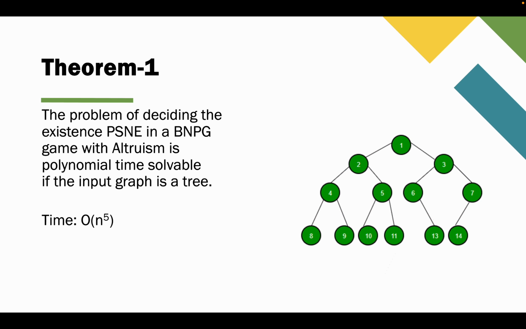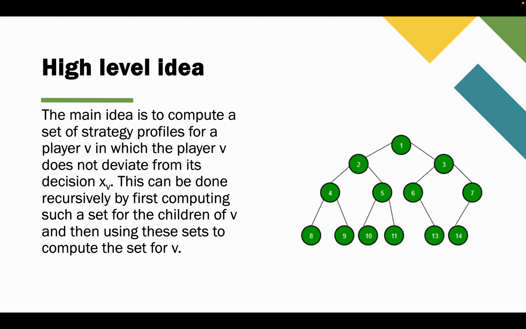So our first set of results will focus on some particular special cases and see what we can achieve there. Our main result is to show that if the underlying graph is a tree, then this problem can actually be solved in polynomial time. So in polynomial time, you can decide whether the game has a PSNE or not. The high level idea is as follows. For any internal node, we ideally would like to maintain a set of strategy profiles where the particular node V is not deviating from its strategy, assuming that the other players are fixed on their particular actions.